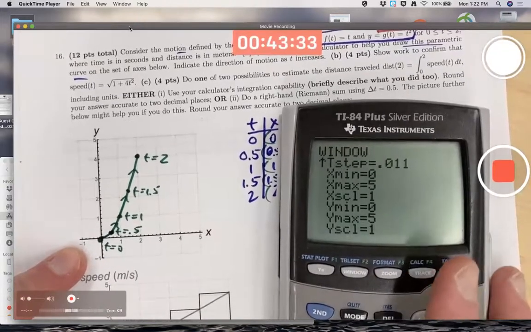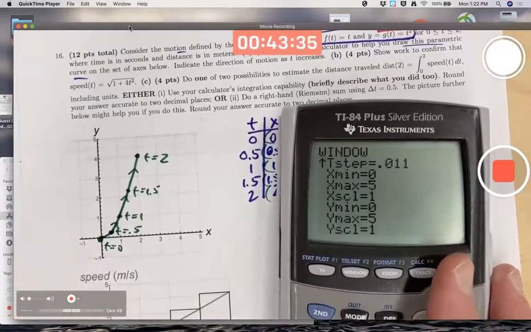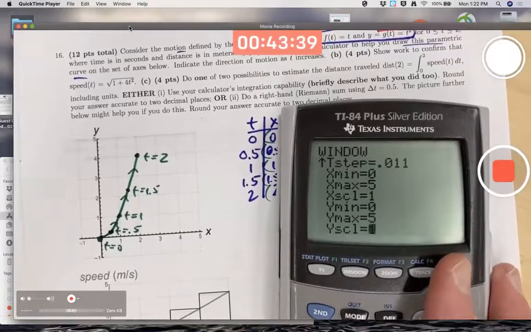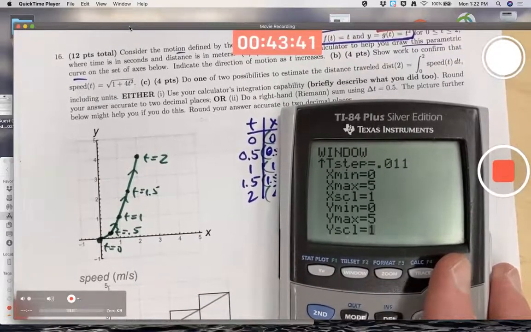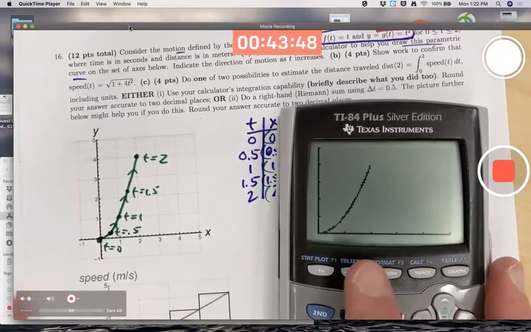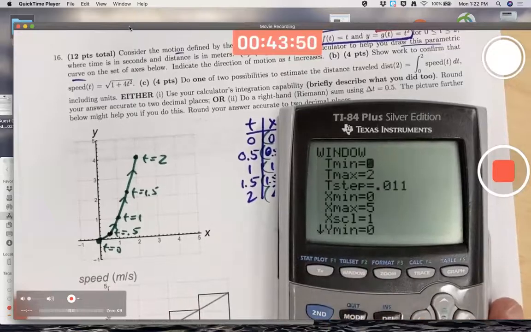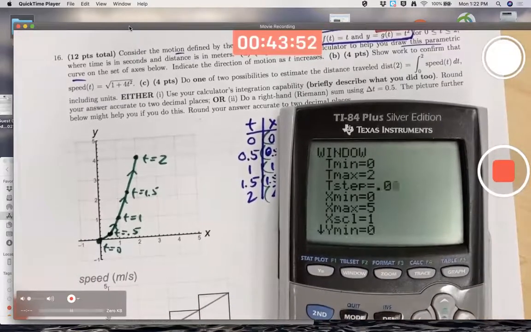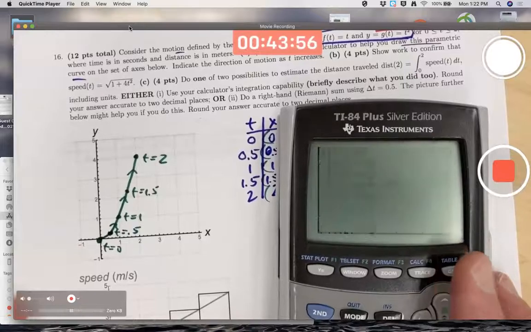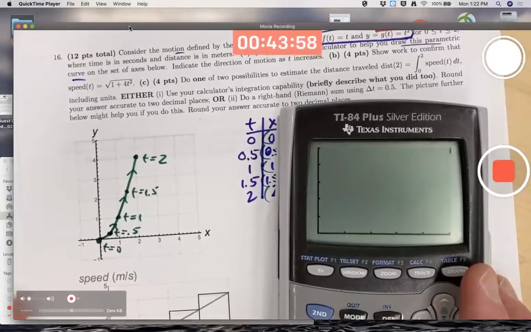Graph it. Now watch, I'm about to hit graph. Watch how the speed changes. It's going to start out moving very slow, but then it will speed up. Ready? 1, 2, 3, go. Yep, it's speeding up. Maybe a little hard to tell. Let me try making the t-step even smaller. Now it'll go pretty slow at first. There it is. Going kind of slow, but it does speed up.